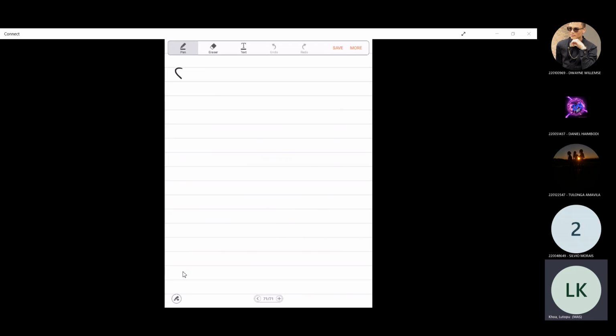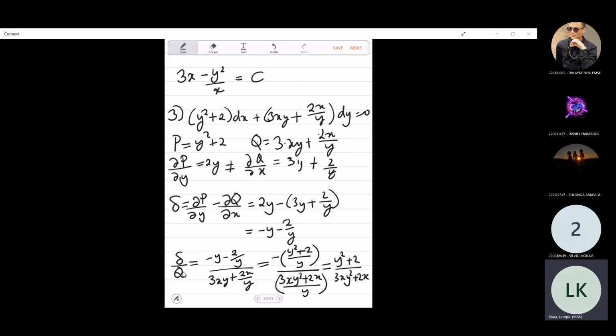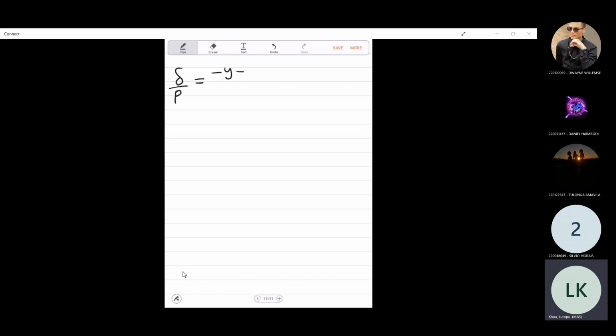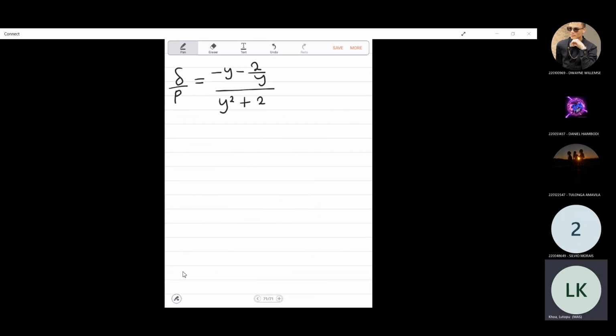So now we say delta over p. Our delta was negative y minus 2 over y. So this is negative y minus 2 over y, and then we divide by p, which is y squared plus 2. Okay, so this one contains only y. So this is a function of y only, and therefore we can work out the integrating factor. Let's simplify it first because we need to integrate this whole term here, e to the power of the integral of this. So we have negative, our numerator, y squared plus 2 over y.